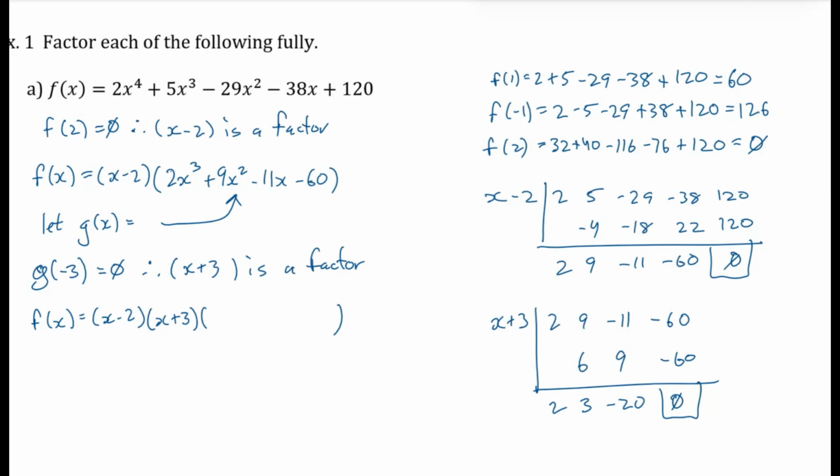I got 2, 3, and negative 20. Remainder of 0. Yes, that means I probably did it right. That's what you're expecting to happen. That had better happen. Put that 0 in a box where it belongs. 2x squared plus 3x minus 20.